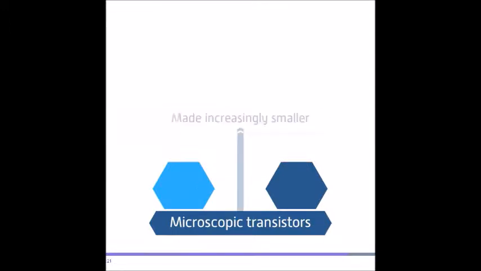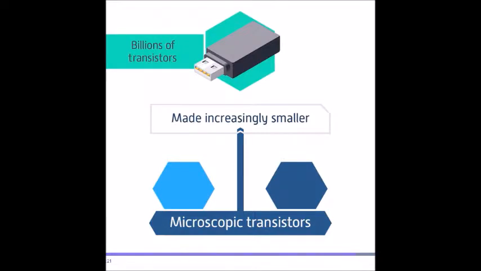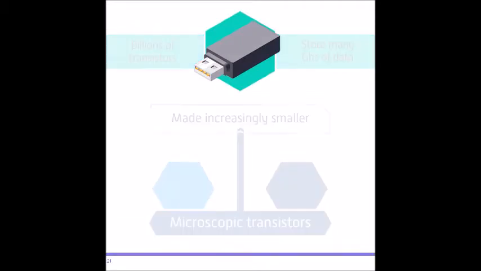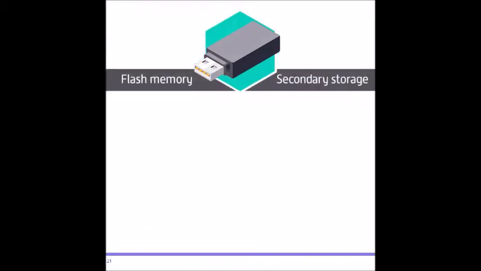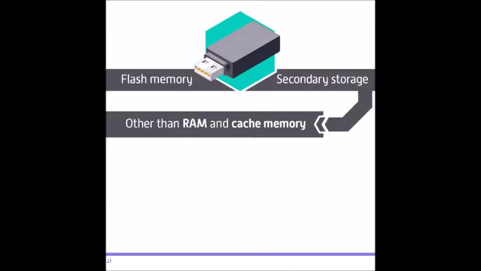As transistors can be made increasingly smaller, a USB flash drive can contain many billions of them. This means that storage capacity is increasing over time. Flash drives now can typically store many gigabytes of data. Flash memory is a type of secondary storage. Other than RAM and cache memory, all storage is secondary storage.